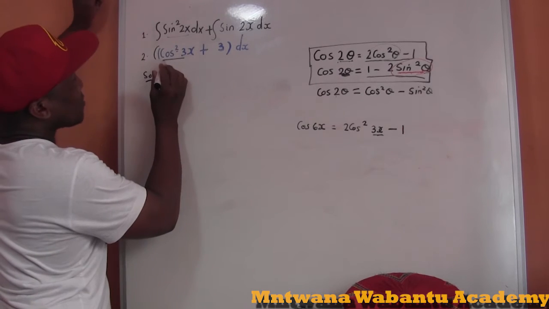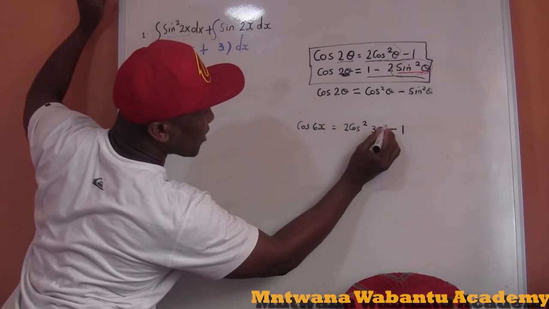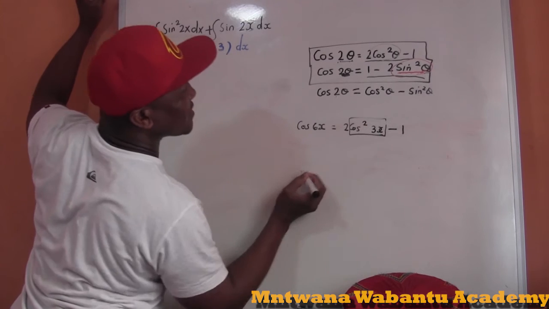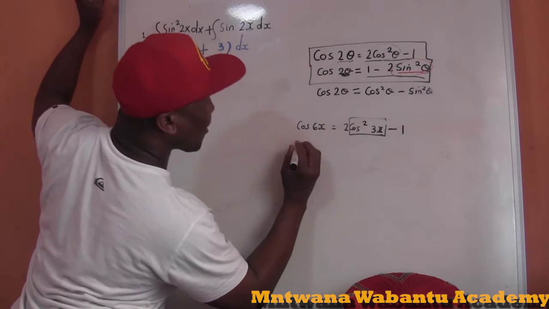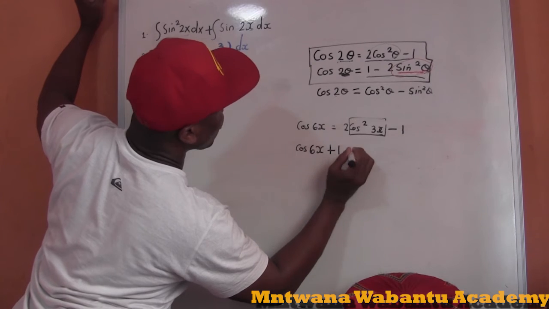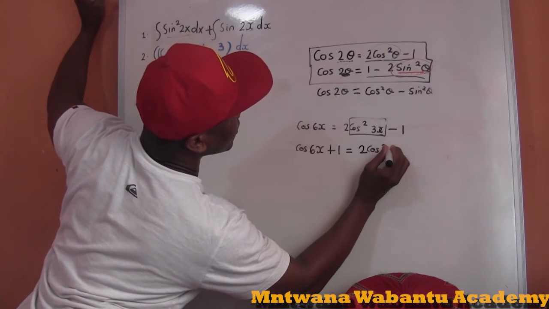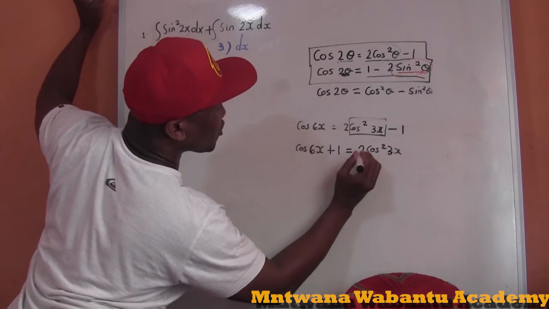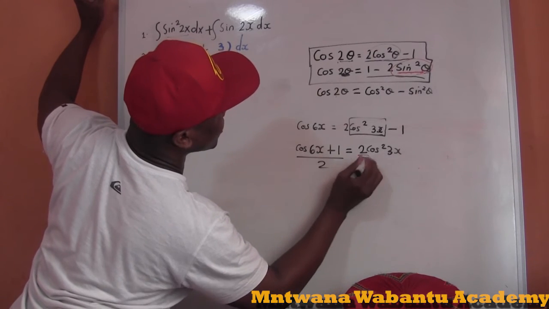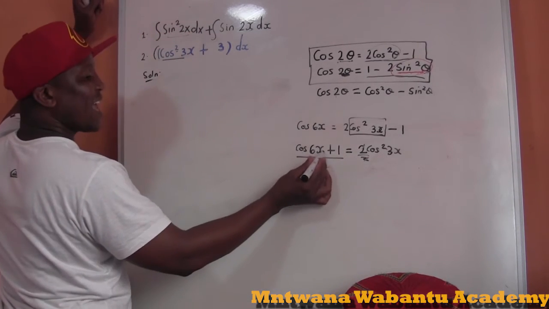And I need to replace this one right here. We don't need this one here. So I don't need this. What is the meaning of this? This means take 1 over. So cos of 6x plus 1 equals 2 cos square 3x. Divided by 2, divided by 2, divided by 2, and then divide by 2. This and this cancel. So cos square 3x equals cos 6x plus 1 over 2.